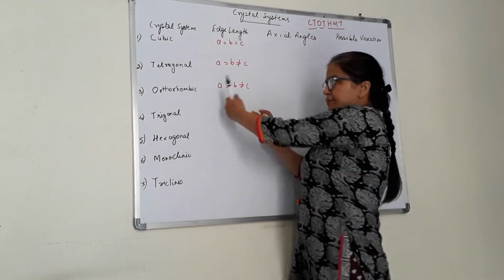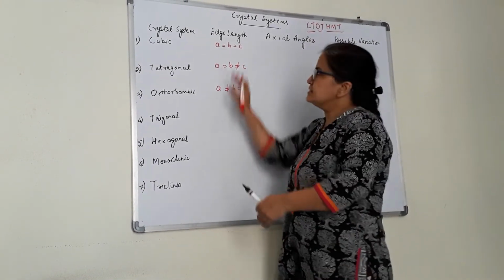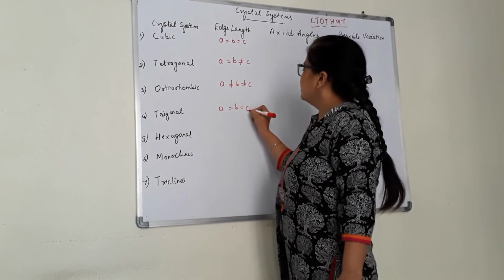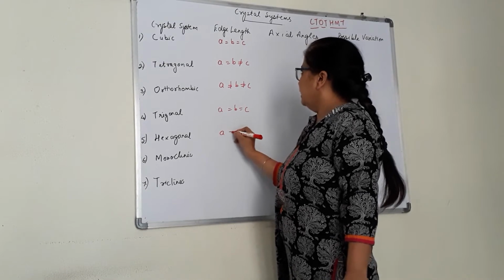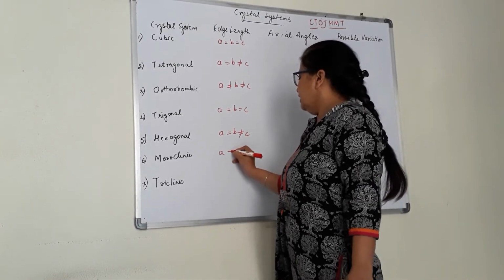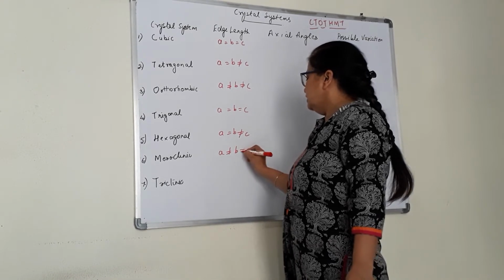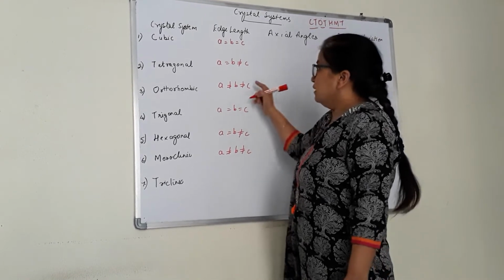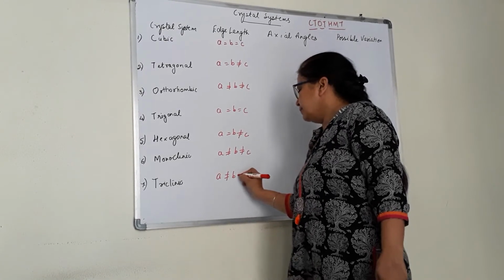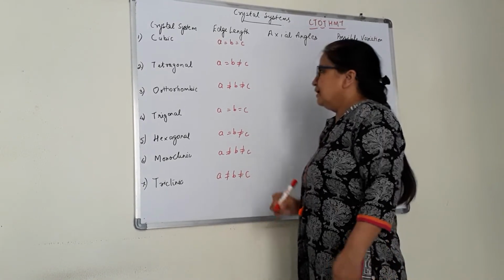Okay? Same, you repeat now. You repeat the same thing again. This is a is equal to b is equal to c. Again you write a is equal to b is not equal to c. Then you write a is not equal to b is not equal to c. Till here you wrote, and here again the last one, nothing is equal. Last one is not at all equal.